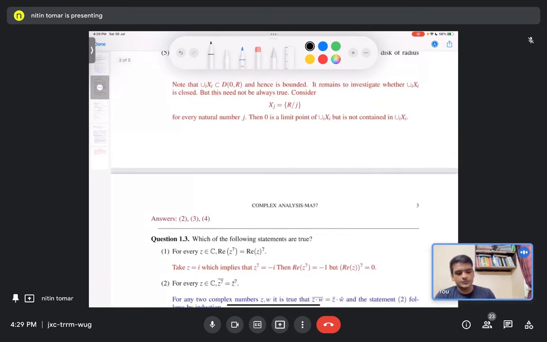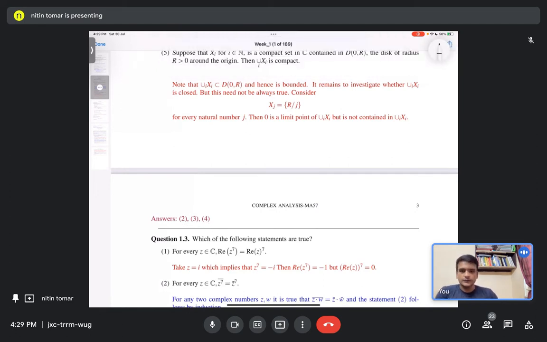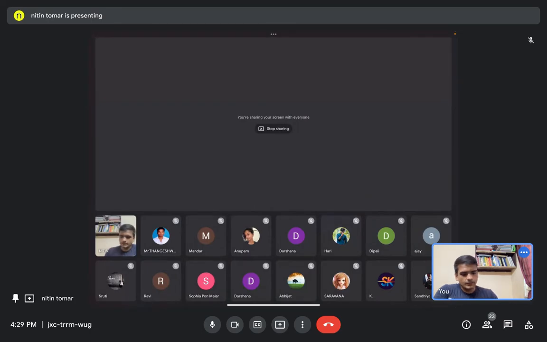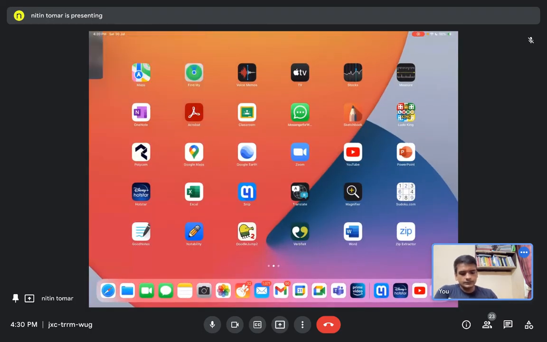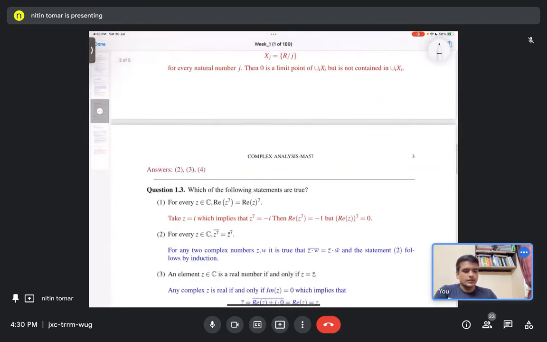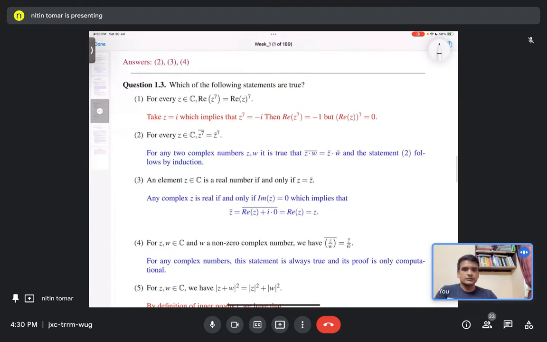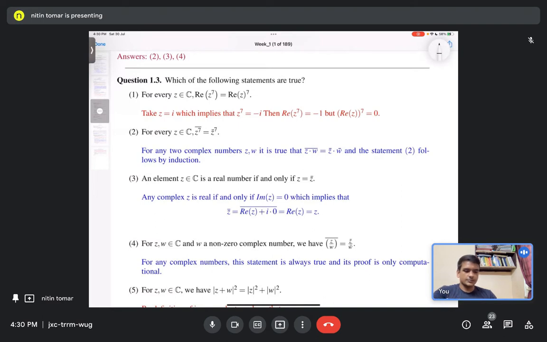Okay, so the correct options are 2, 3, and 4. Any doubt up until now? I am open to doubts now. If you have any doubt, please ask. Assuming that you people have no doubts, let's move on to question number three.